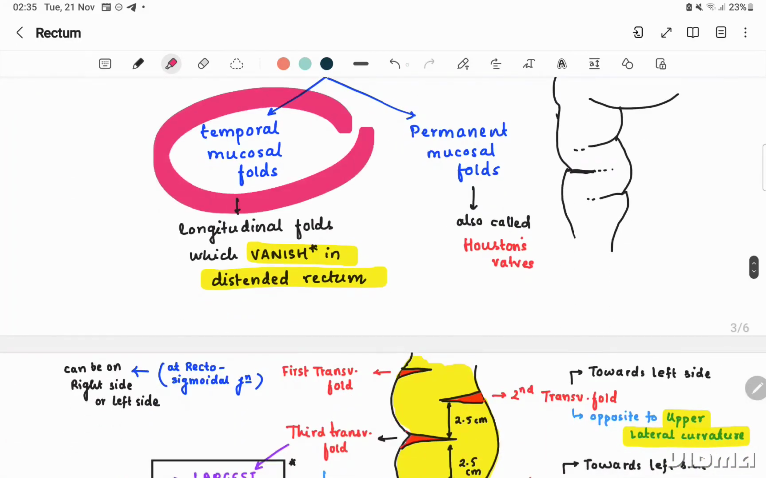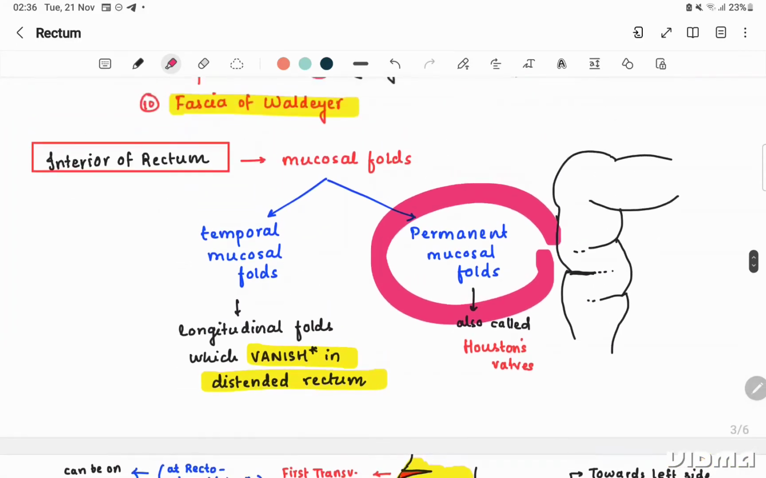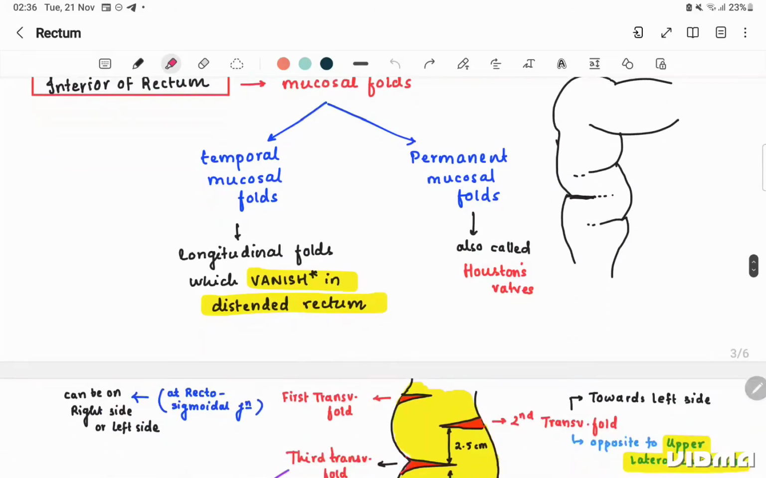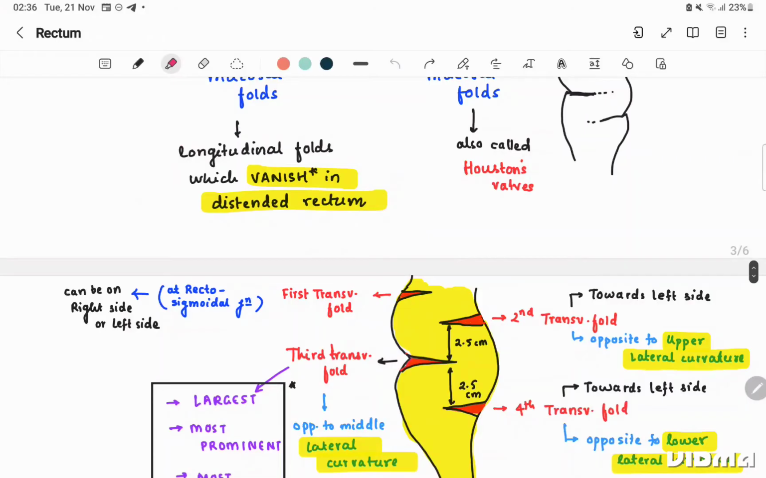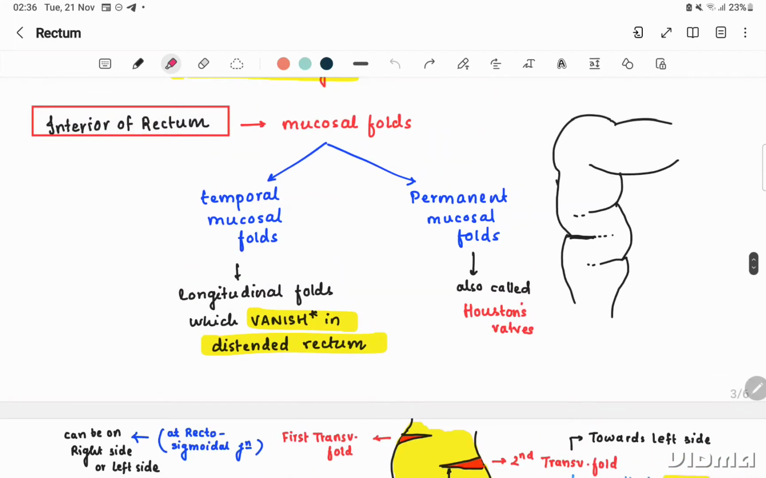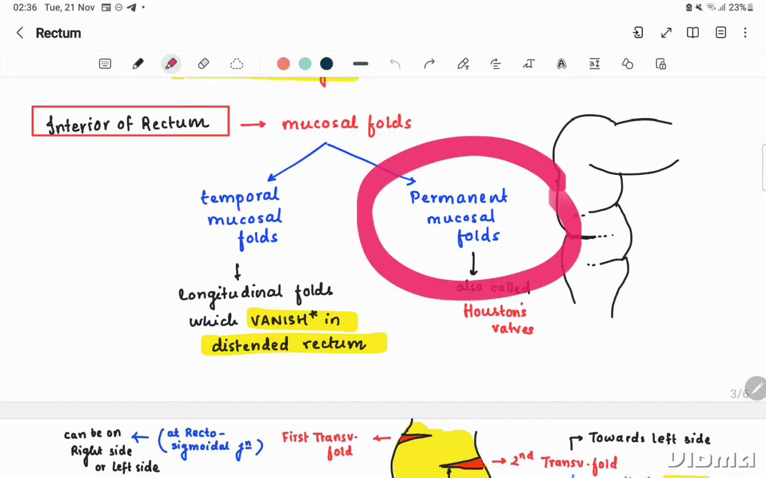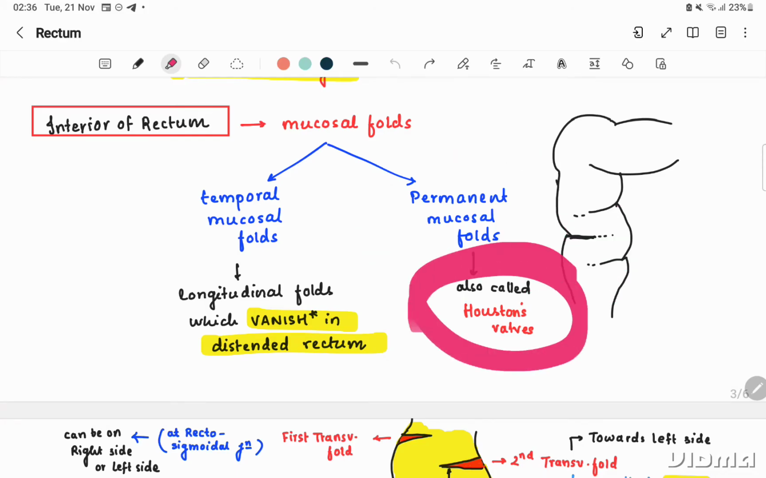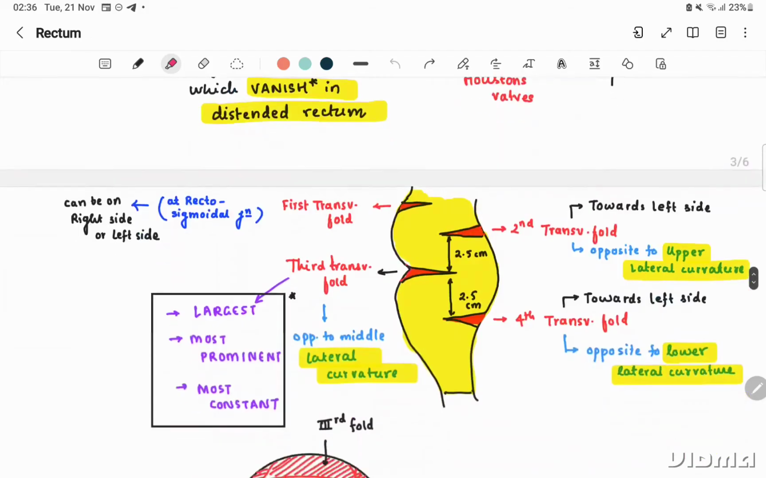Talking about the interior of the rectum, this is from the mucosal folds. We have the temporal mucosal folds and the permanent mucosal folds. The temporal mucosal folds are temporary, which vanish in the distended rectum. When the rectum is distended, these longitudinal folds vanish. You can see the mucosal folds are like this. And talking about permanent mucosal folds, these are also called the Houston's valves.